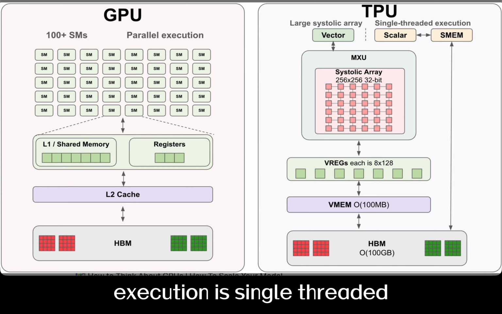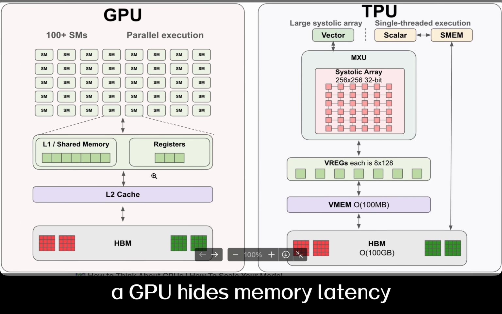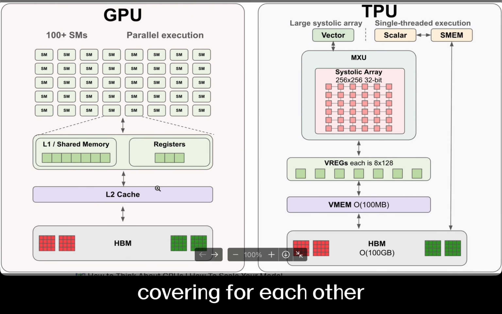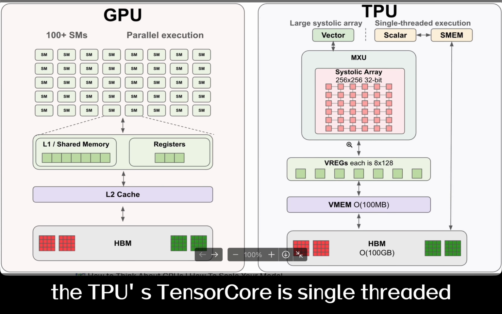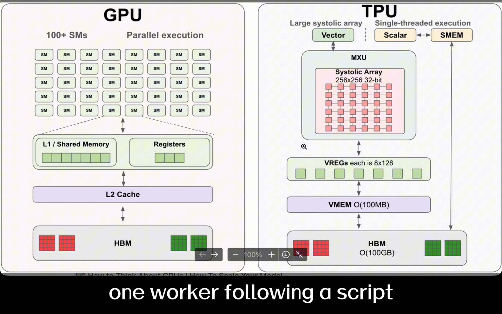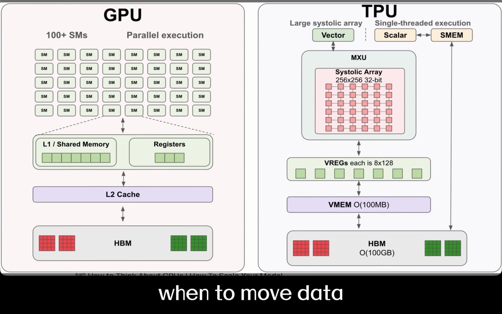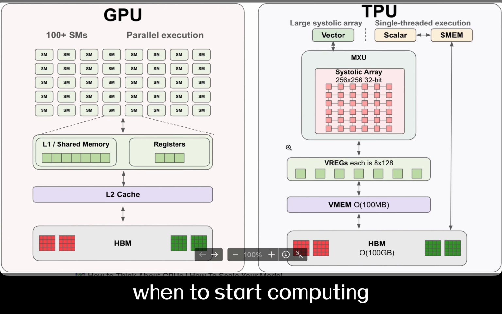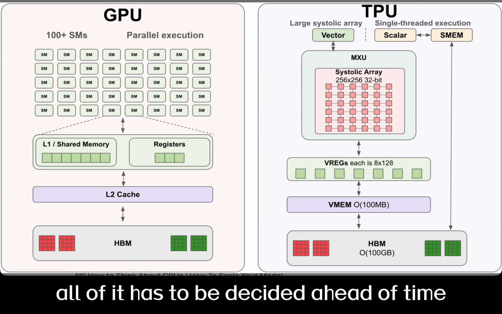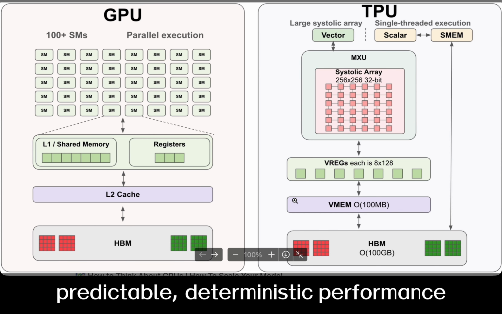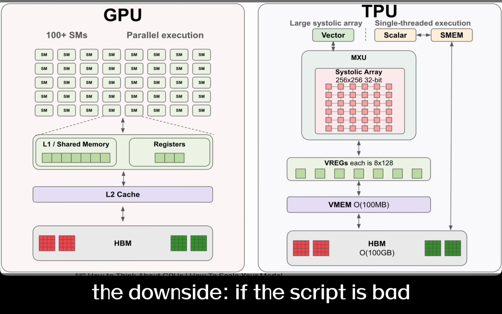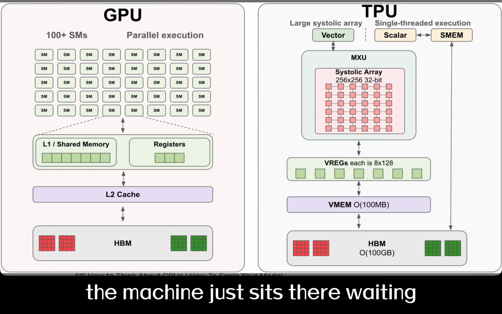Second, for the TPU, execution is single-threaded. A GPU hides memory latency with tens of thousands of threads covering for each other. One waits, another computes. The TPU's tensor core is single-threaded, one worker following a script. When to move data, when to start computing, all of it has to be decided ahead of time by the compiler and the kernel author. The upside is predictable, deterministic performance. The downside, if the script is bad, the machine just sits there waiting.